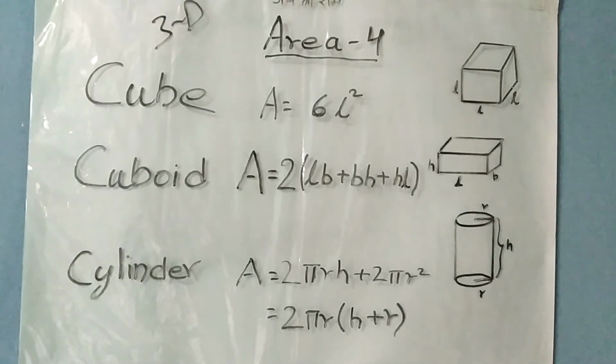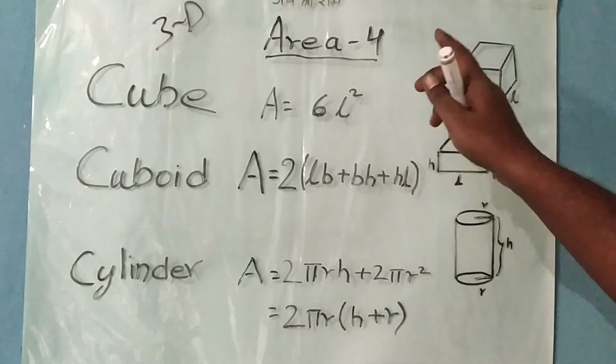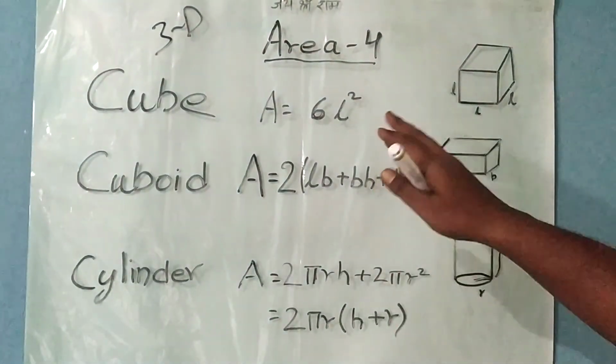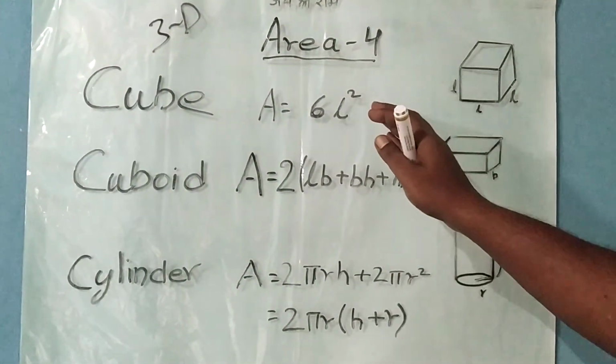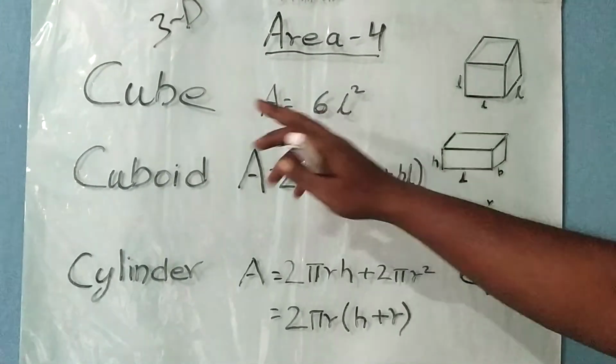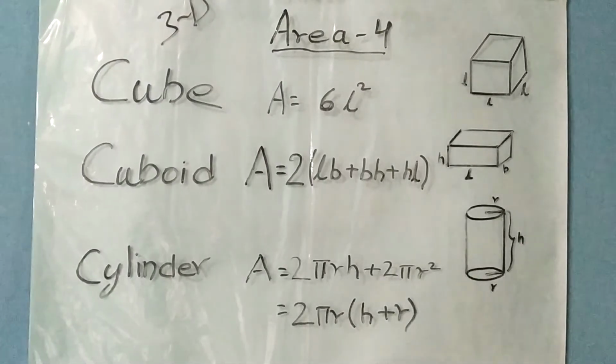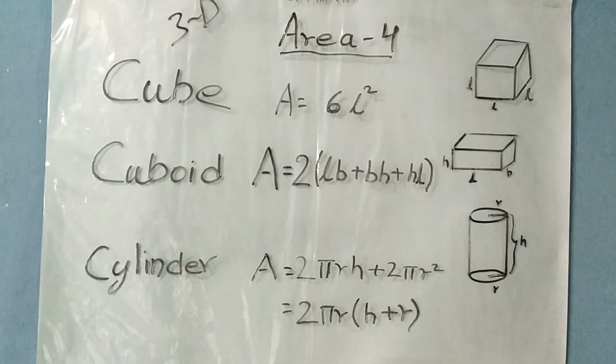So friends, I think the concept of finding the area of some 3D figures is clear. You have seen how easy it is to find the total surface area of a cube, cuboid and cylinder. In the next coming video, we'll find the surface area of some other 3D shapes.